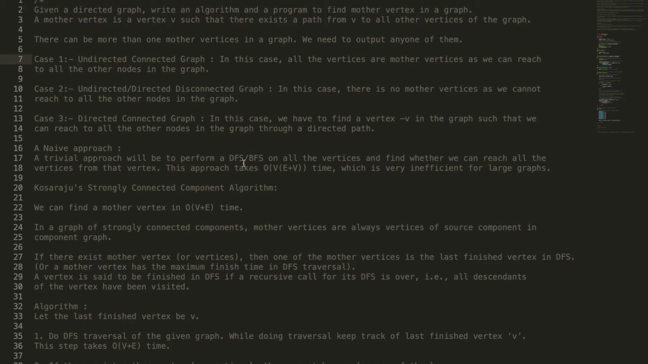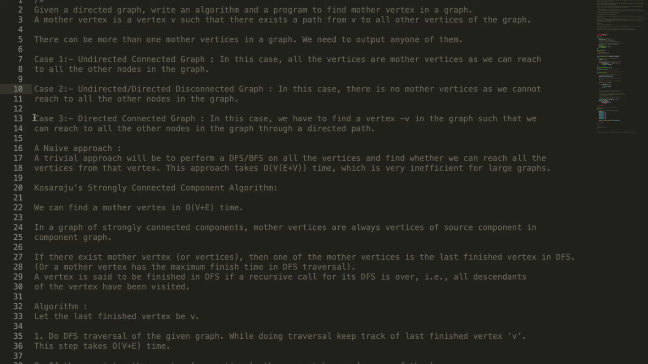Okay. Now, the second case is when the graph is undirected or directed, but it is disconnected in nature. In case the graph is disconnected, you can never find a mother vertex. Why? Because you won't be able to traverse to all the vertices of the graph. So when the graph is disconnected, whether it be directed or undirected, there will be zero mother vertices in that graph.